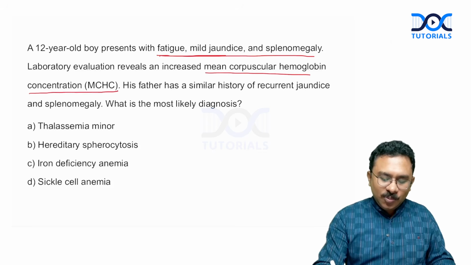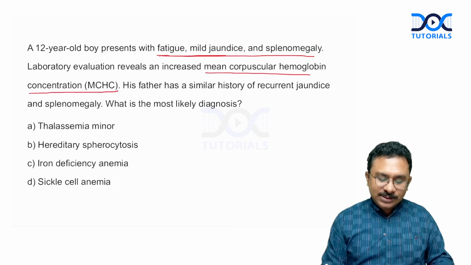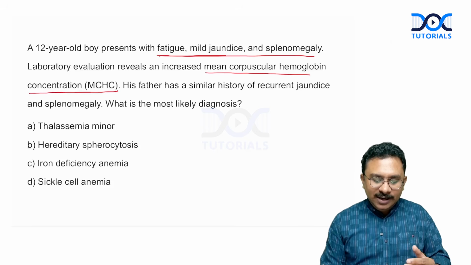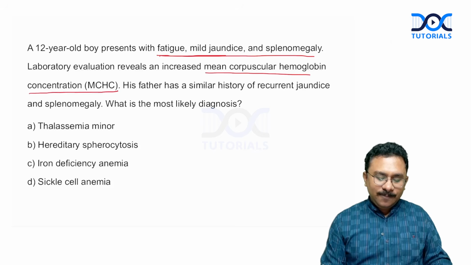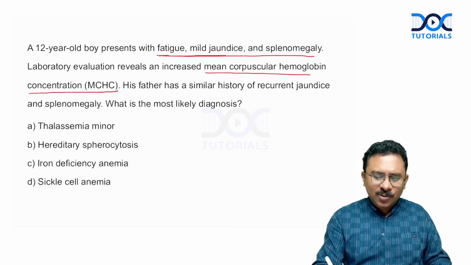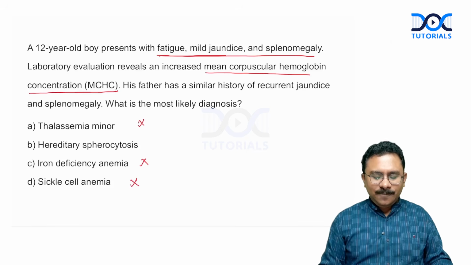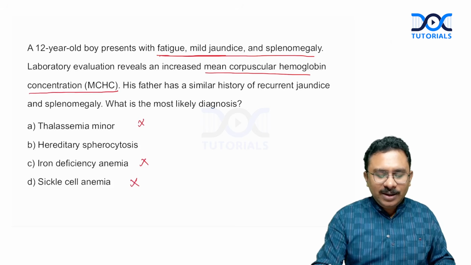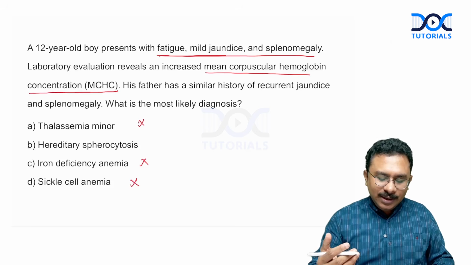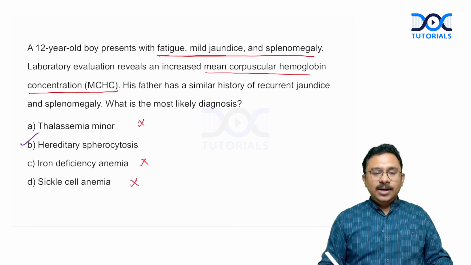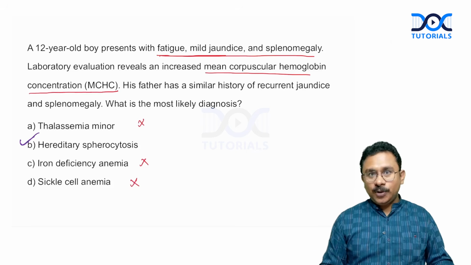Now, if you look at the options: thalassemia minor, hereditary spherocytosis, iron deficiency anemia, sickle cell anemia. So you've got increased MCHC. You're already eliminating options like iron deficiency anemia, thalassemia minor, sickle cell anemia. And especially when there is a family history also, you're considering an inherited, familial condition like hereditary spherocytosis. Option B will be the answer. Okay, right.